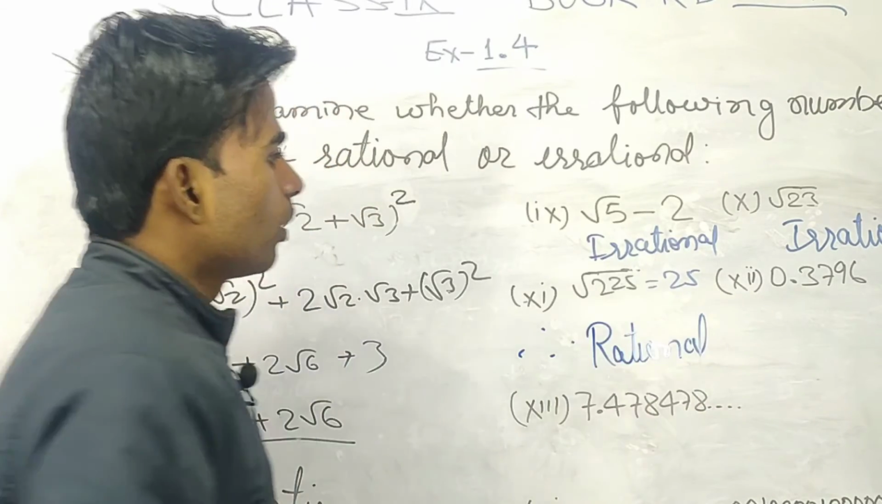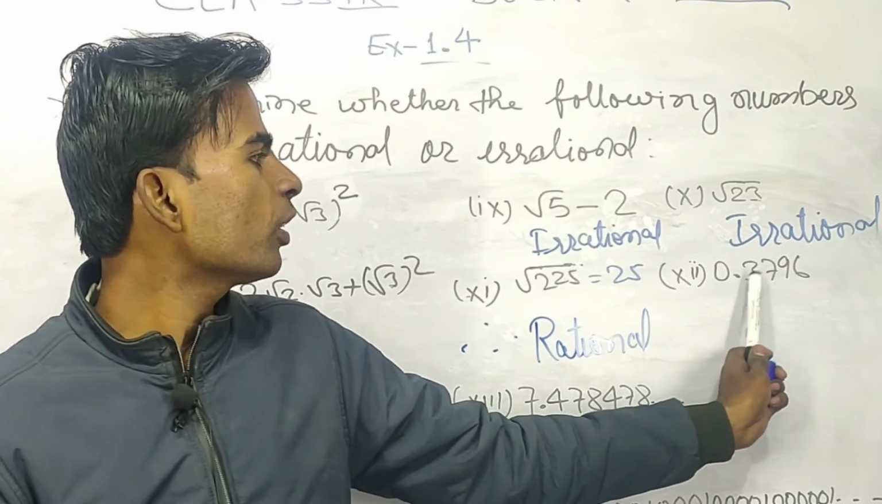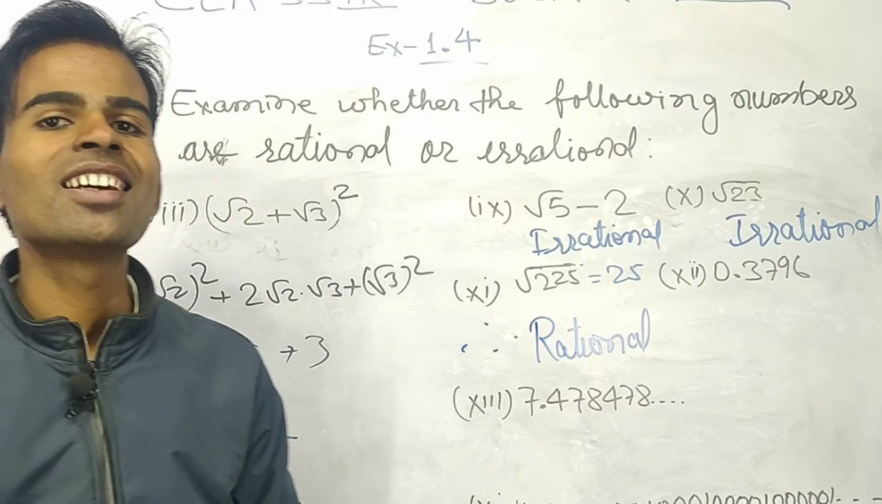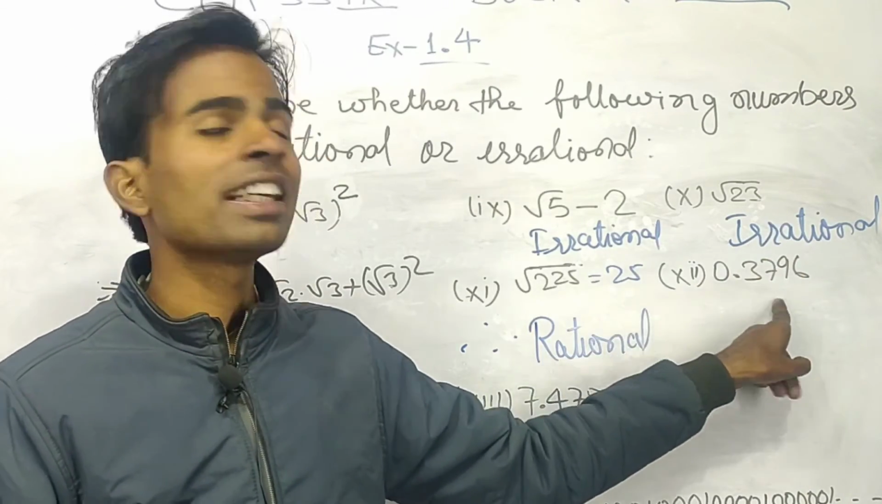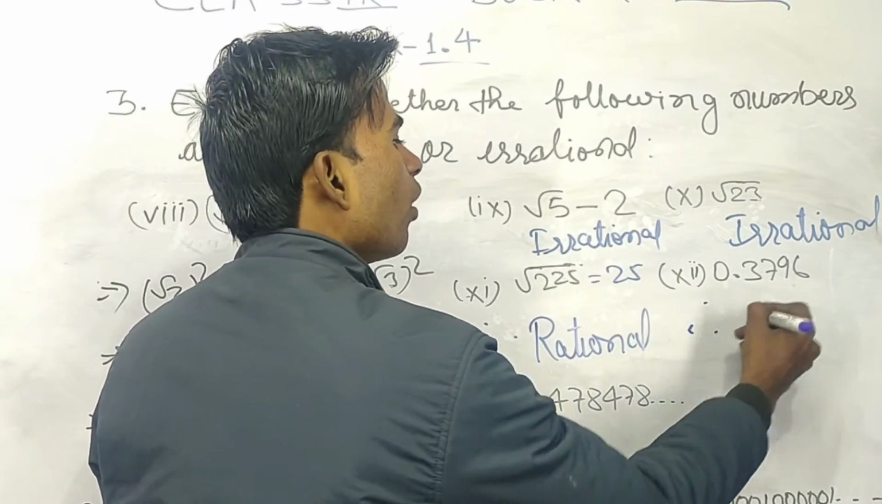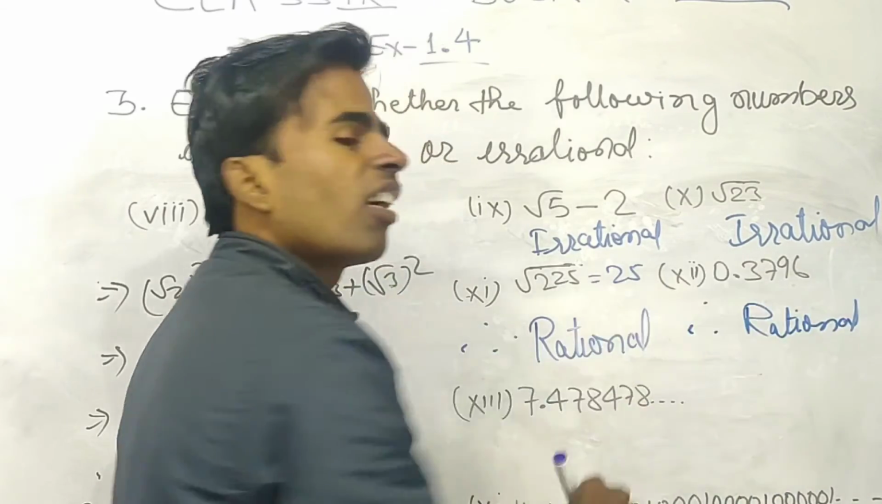Okay, let's go to the next, that is question number 12. 0.3796, it is a terminating decimal. We can write it in the form of p by q. That's why it is a rational number.